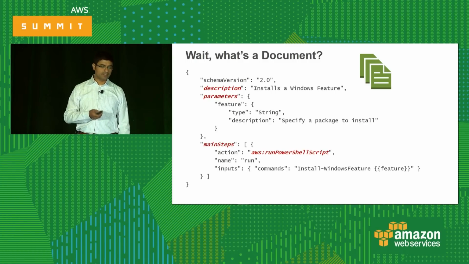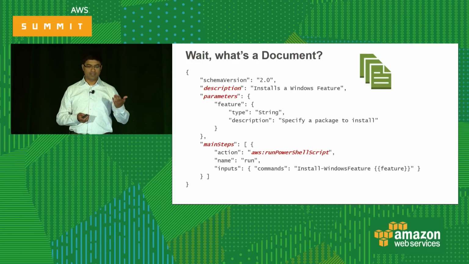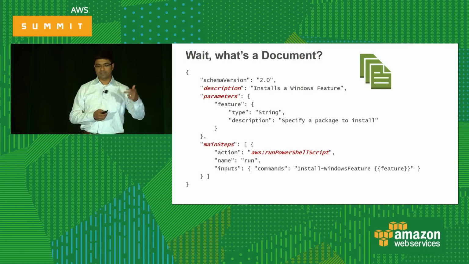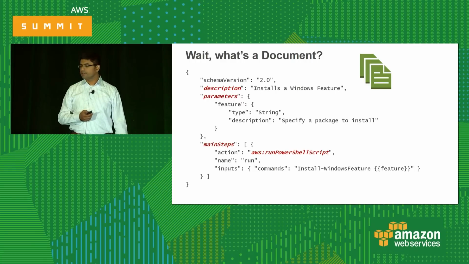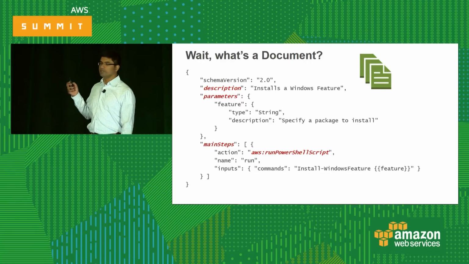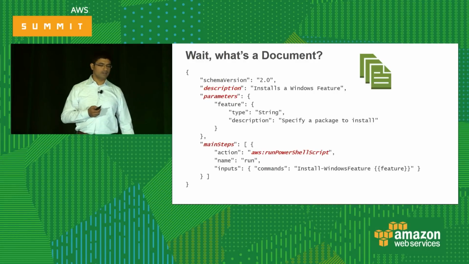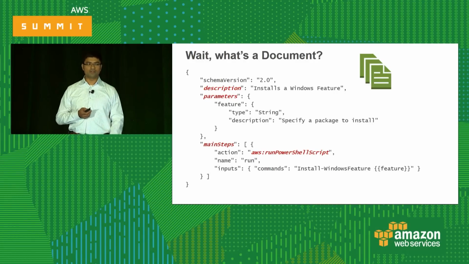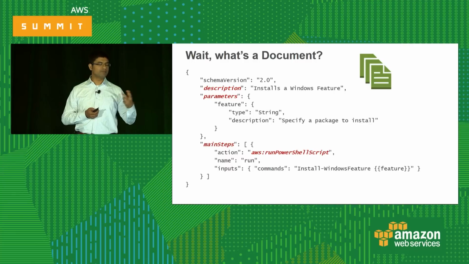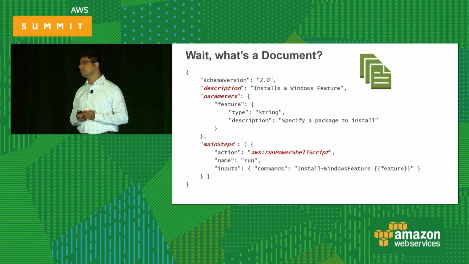It has a schema, so it has a schema version. We have updated the schema a couple of times, so it's schema version 2.0 right now. It has a description, and this document takes some input parameters. In this example, this is a document that installs a particular Windows feature. So the parameter represents the name of the feature that we want to be installed.